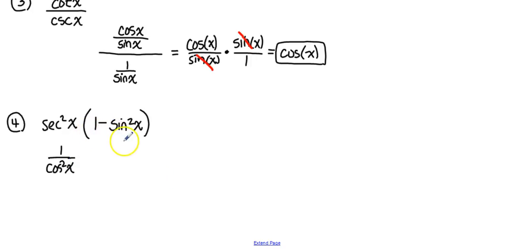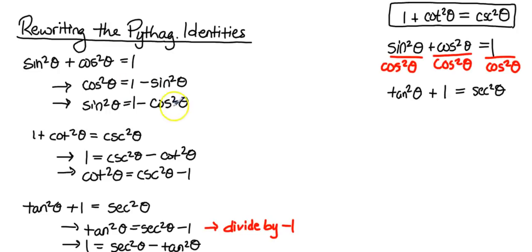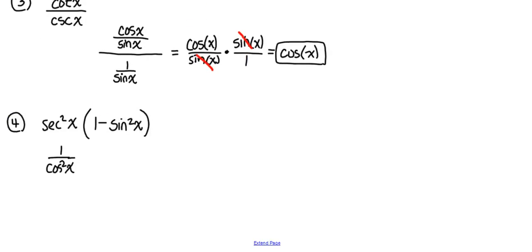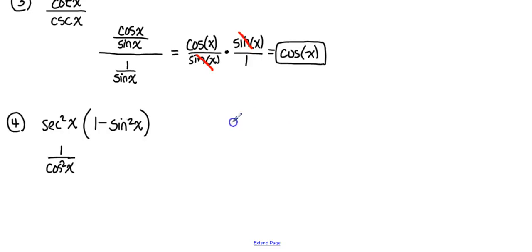Now 1 minus sine squared of x might not jump out at us yet, but with familiarity and practice, as soon as I see that, I will be thinking of this guy right here. That 1 minus sine squared equals cosine squared. It's one of my Pythagorean identity rewrites. And, by the way, if you forgot that, you can always come back to cosine squared plus sine squared equals 1.